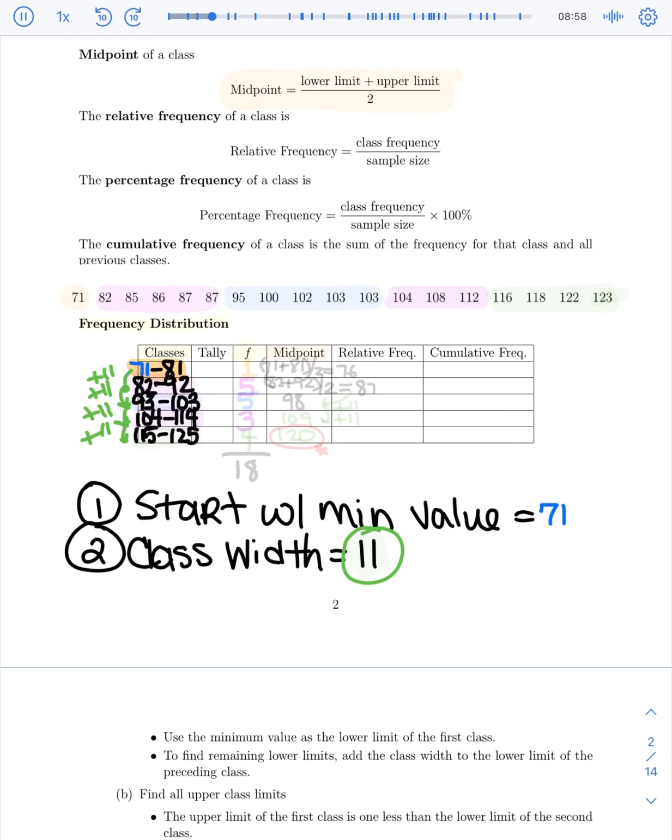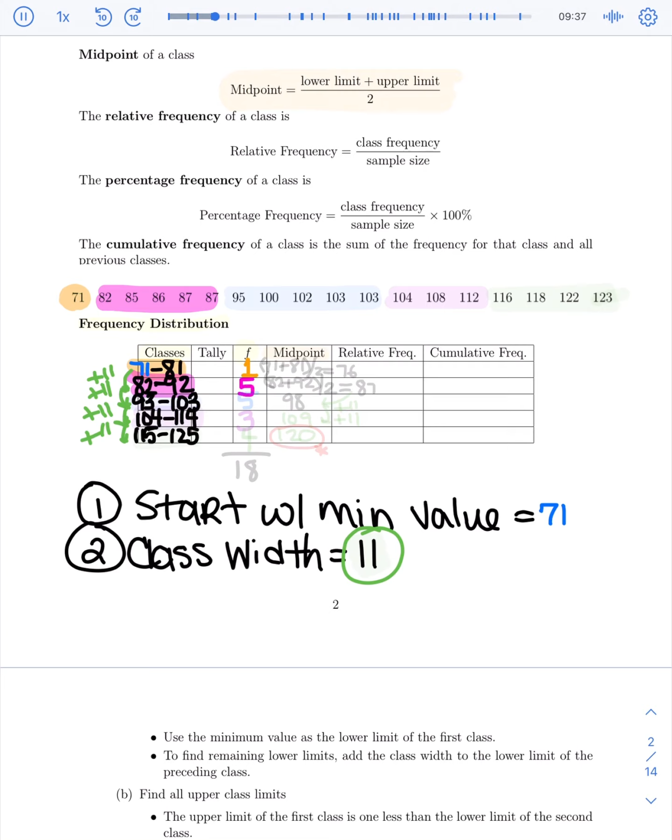So let's count all the numbers between 71 to 81 for our first class. Well, we just have the number 71. So if you wanted to, you could do a tally, but you don't have to. The frequency of numbers between 71 and 81 is just one number. Then you move on to your next class and you say, okay, what numbers are between 82 to 92? Well, 82 to 92 is 82, 85, 86, 87, 87. That's a total of 5 numbers. Again, you don't have to do a tally. You can just go ahead and add them up.